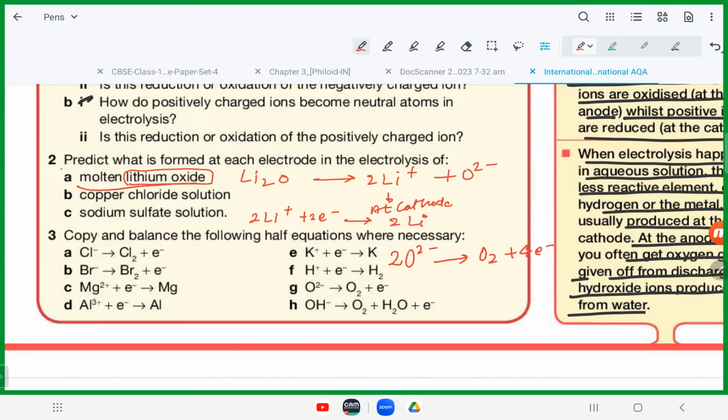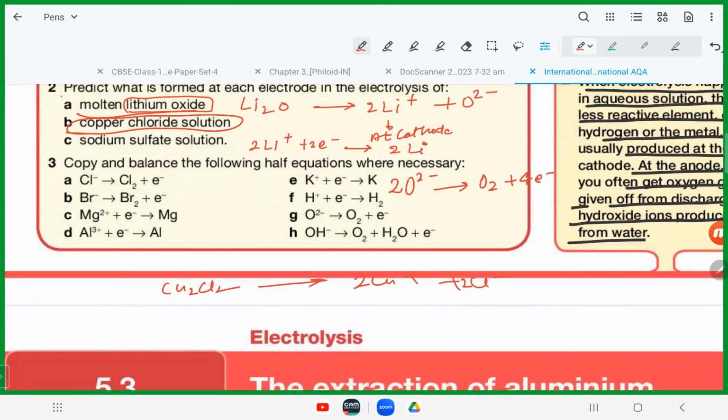Lithium oxide done. Copper chloride solution. Suppose you have Cu2Cl2, which I am taking. It gives 2Cu plus and 2Cl minus. Cu plus is going to be discharged at the cathode, and Cl minus is going to be oxidized at the anode. So it will form Cl2, and Cu plus will be reduced into Cu. So it is simple.